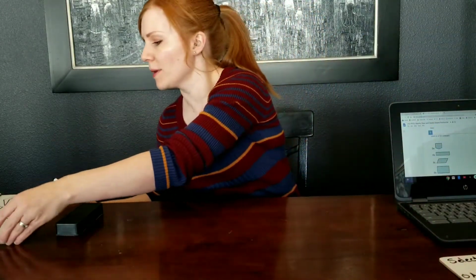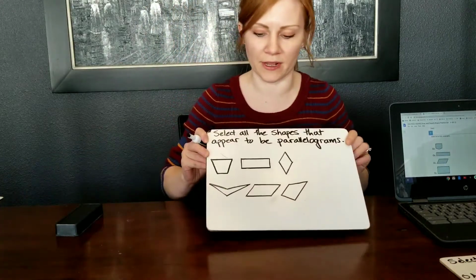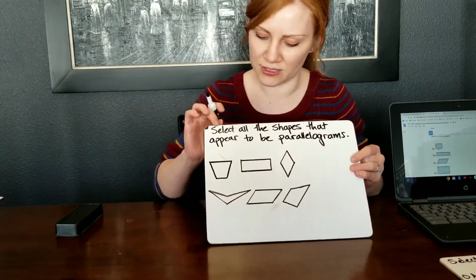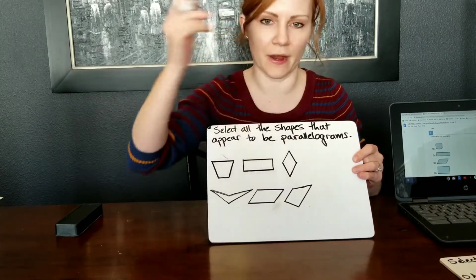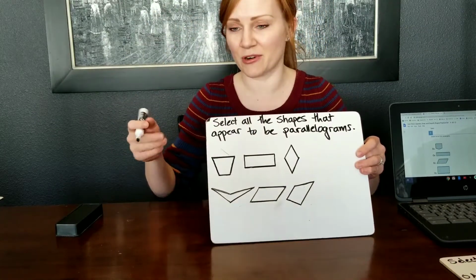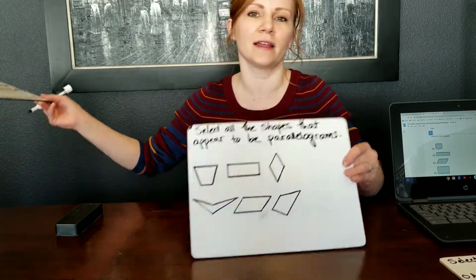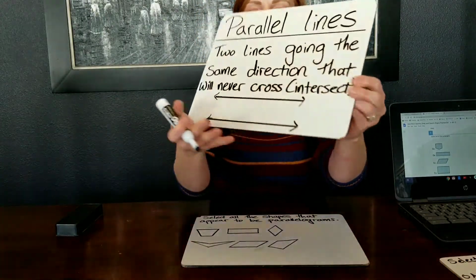So I drew problem number 2 on a whiteboard as well. Problem number 2 said to select all the shapes that appear to be parallelograms. Got to remember what a parallelogram is. So let's remind us what parallel lines are.